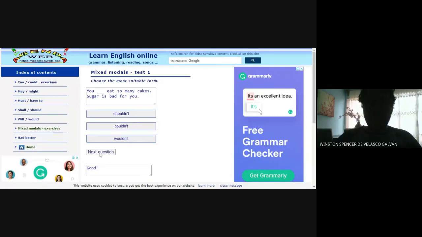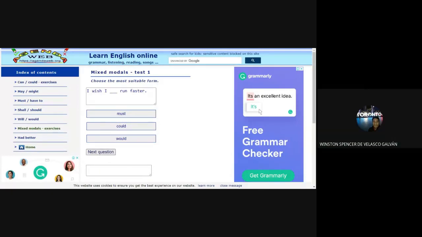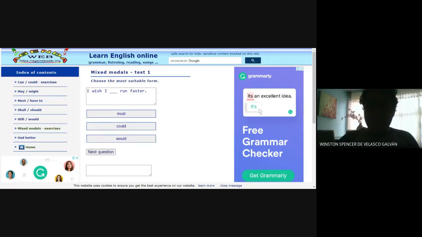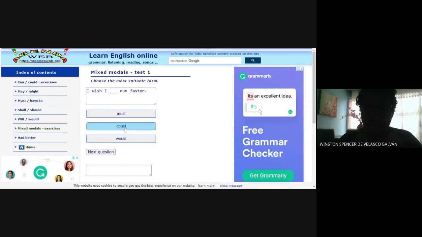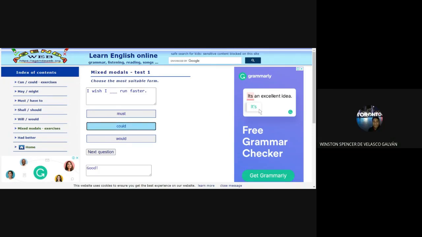Well, let's move on forward with the next question. I wish I, blank, run faster. Must, could, or would? Yes, Tanya, do you want to say the answer? Could. Could? Okay. Yes, good. I wish I could run faster. See? It's very cool from your part that you're taking part in something like this.